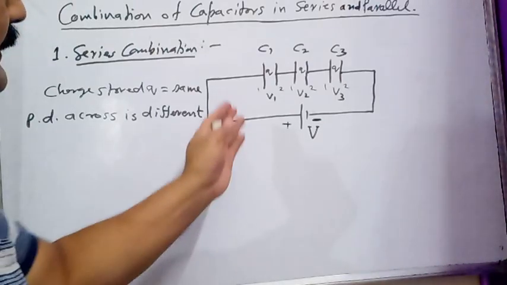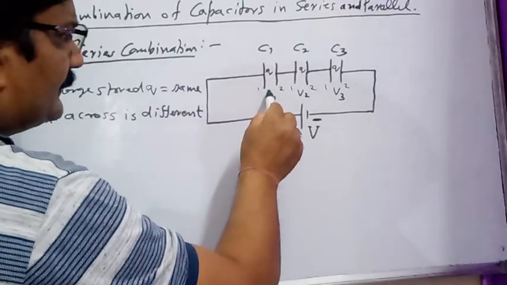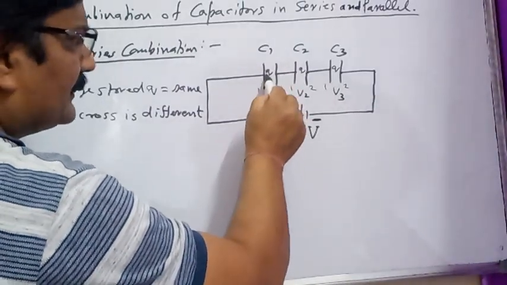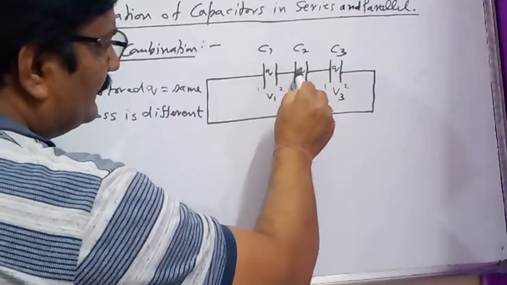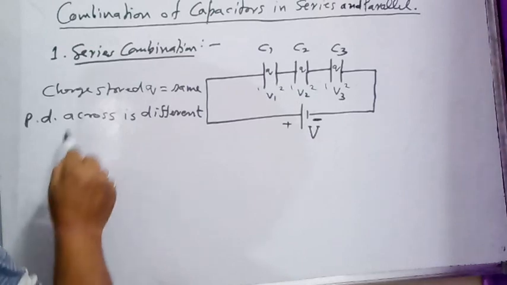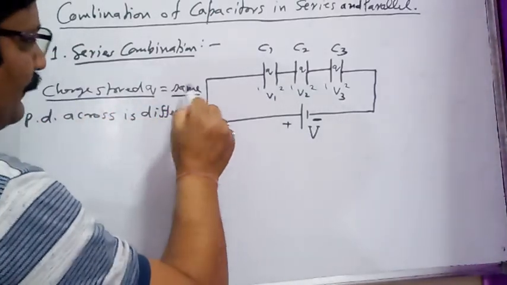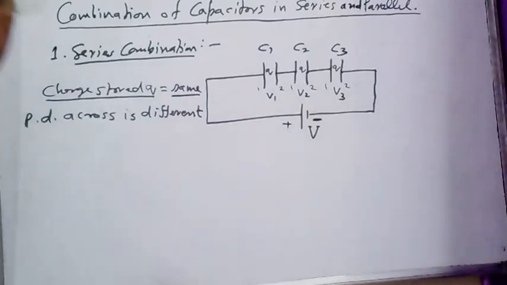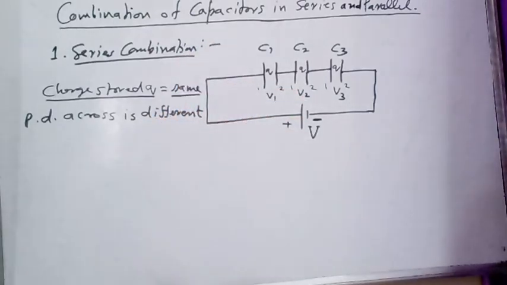See what happens in the series combination of capacitors. Whatever amount of charge is stored by the first capacitor, all the capacitors in that series are going to store the same amount of charge. Means in this combination, the charge Q stored by the capacitors remains the same for all capacitors. This is the condition necessary for the capacitors to be in series combination.